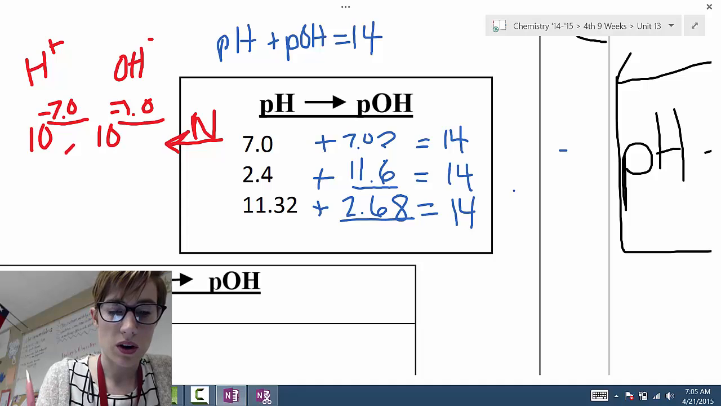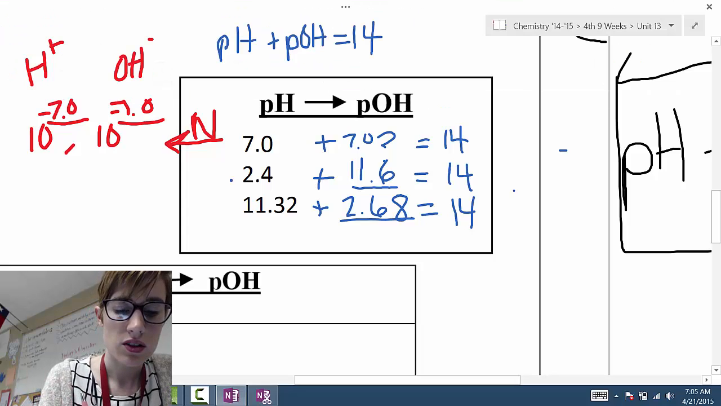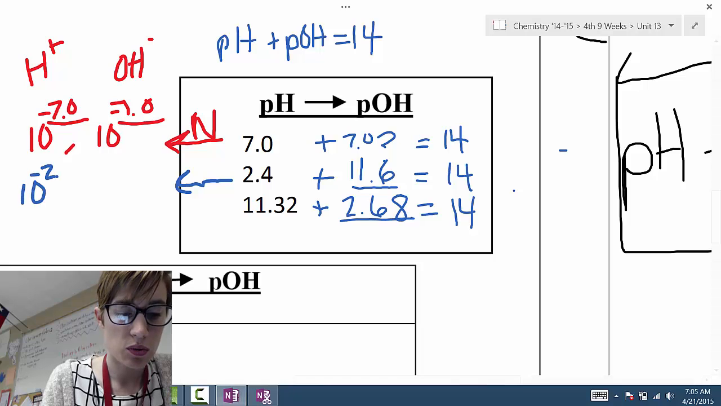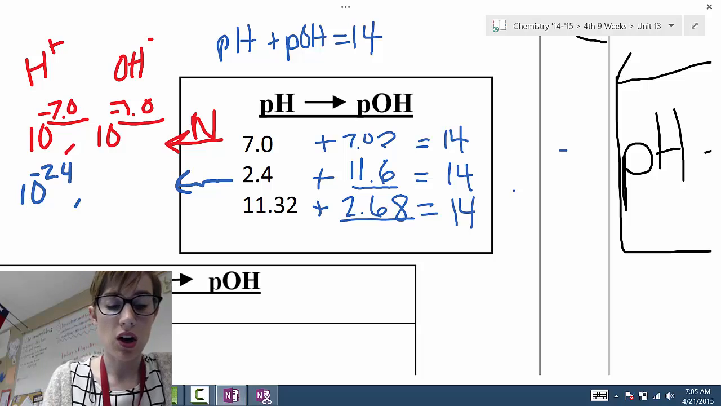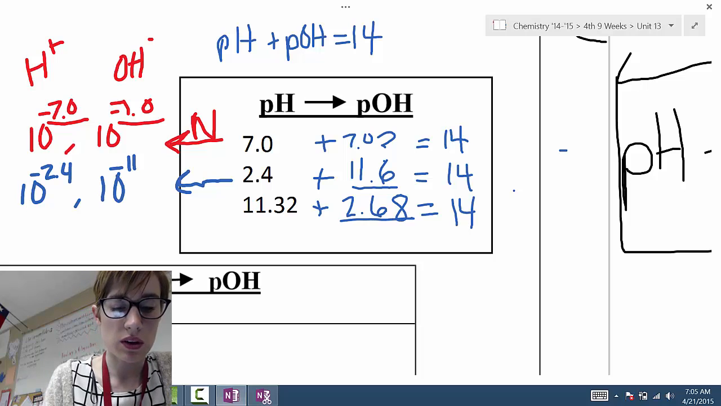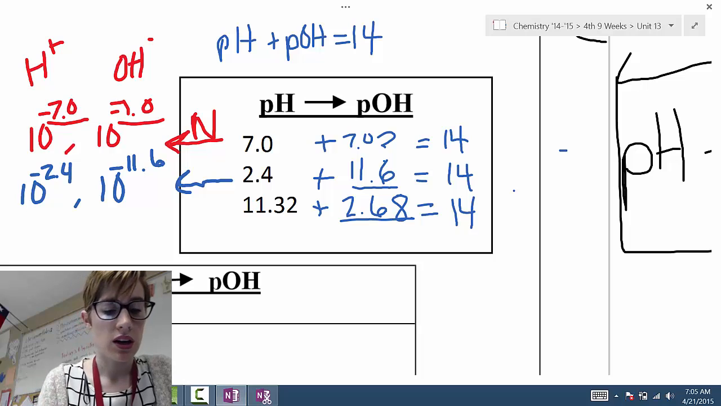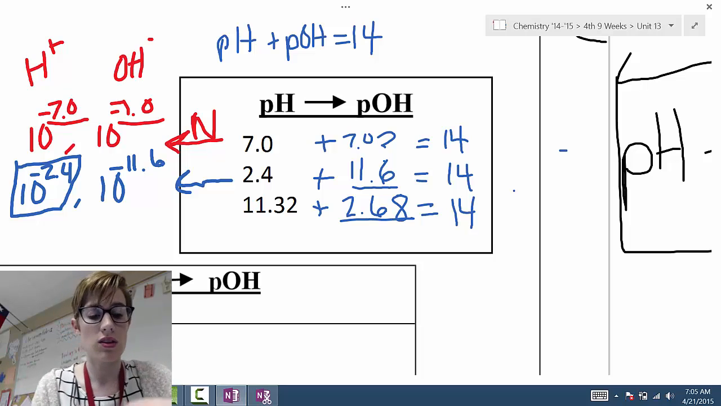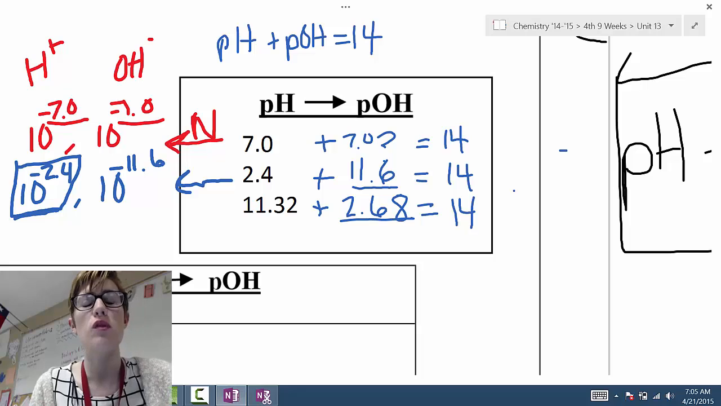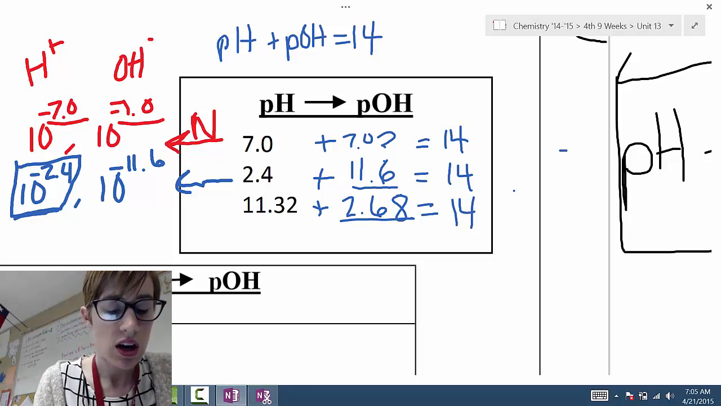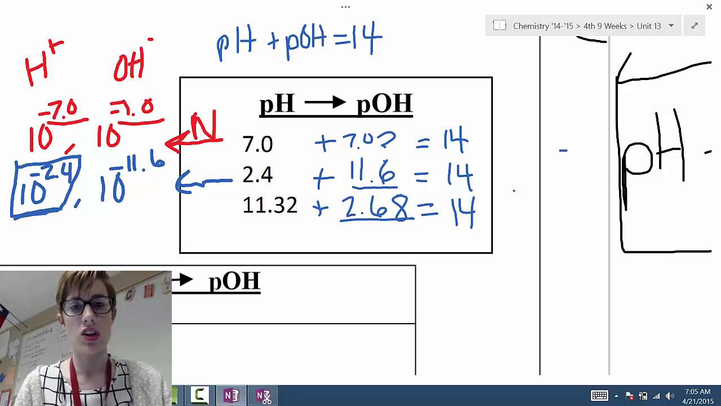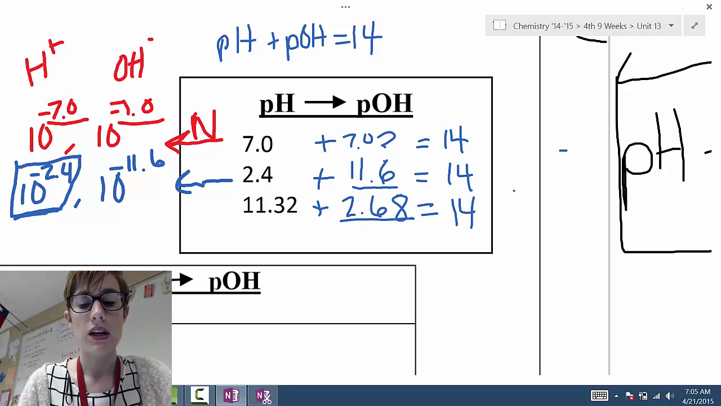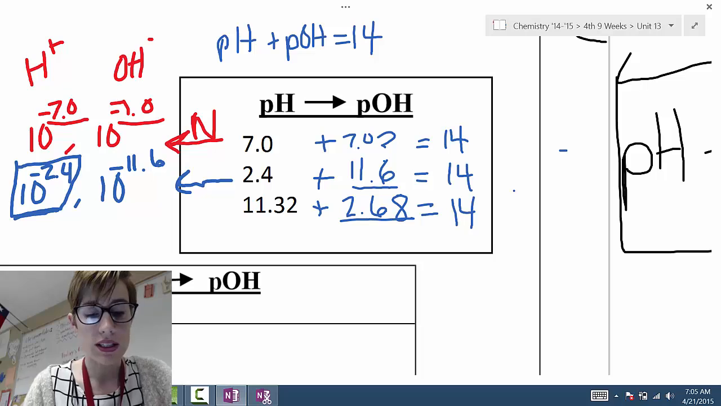Let's do another problem. Let's do 2.4. That means the H concentration is 10 to the negative 2.4, and the OH concentration is 10 to the negative 11.6. Which one's a bigger number? This one is going to be larger, because 10 to the negative 2.4 is the least negative of the two numbers. That means we have higher hydrogen concentration than OH concentration, so we know it's going to be acidic.